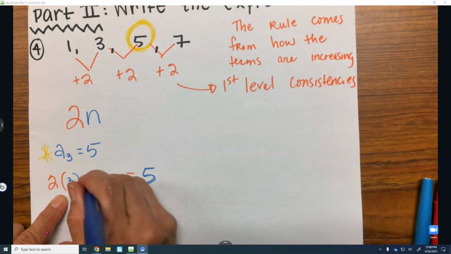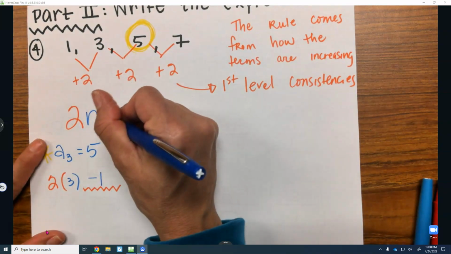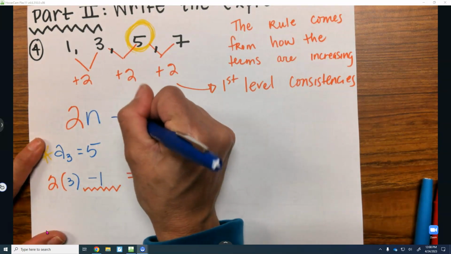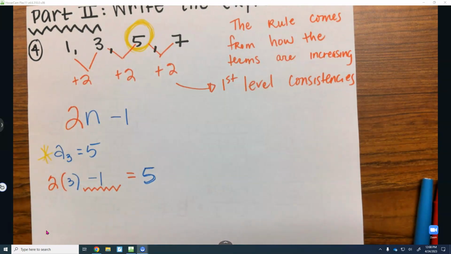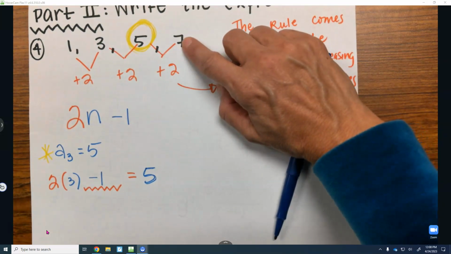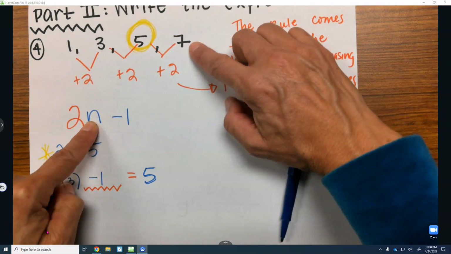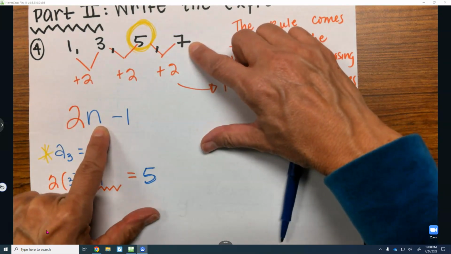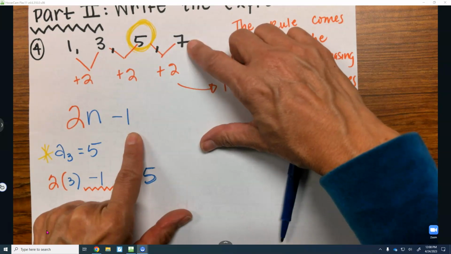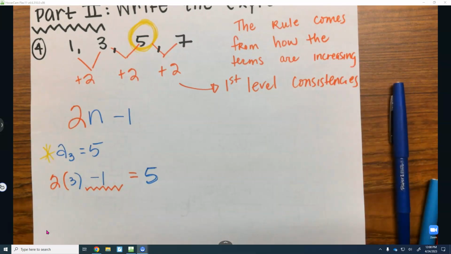Subtract 1 is correct. So according to my rule, I should be able to do 2 times n minus 1 and get all these numbers. Let's spot check it. Remember, this is A sub 4. So if I do 2 times 4, because 7 is the fourth one, 2 times 4 is 8. 8 minus 1 gives me this output right here. So, pretty confident, absolutely, that's the rule. I'm going to box this in.